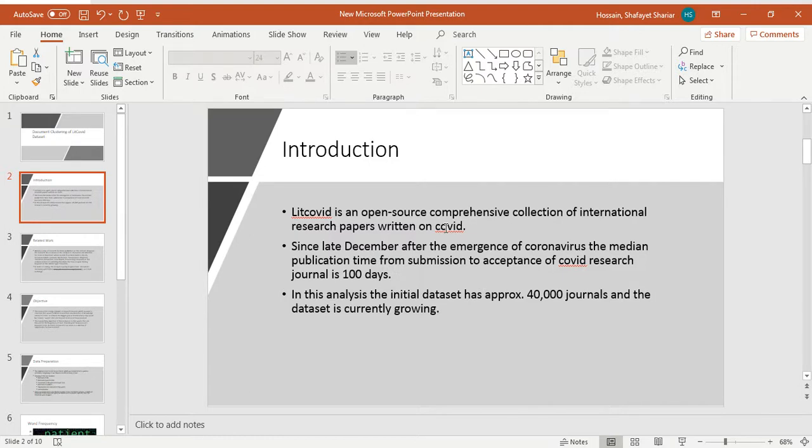In comparison to other open source collections of international research papers, there is CORD-19, which focuses on coronavirus in general. That repository includes all the papers related to coronavirus, whereas LitCovid especially focuses on COVID-19, and CORD-19 has a general focus on coronavirus such as SARS, MERS, and including COVID-19. So there is a primary distinction between LitCovid and CORD-19. However, this analysis is done on LitCovid.